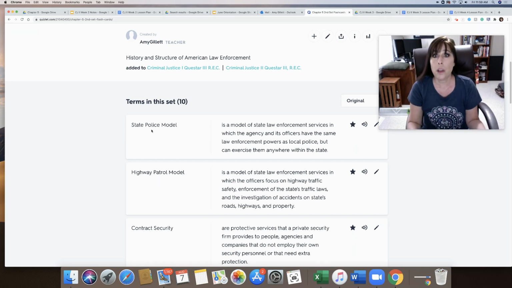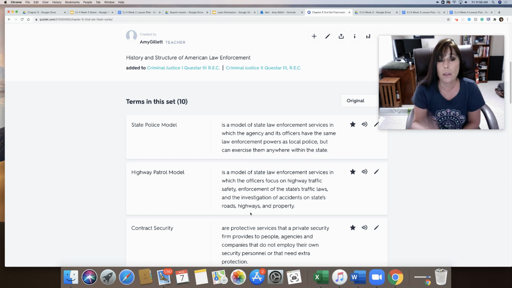But there's another kind that's called the highway patrol model. And that's a model of state law enforcement services in which the officers focus on highway traffic. Well, there's a big hint for you. Highway. Highway traffic safety, enforcement of states' traffic laws, and the investigation of accidents on states' roads, highways, and property.